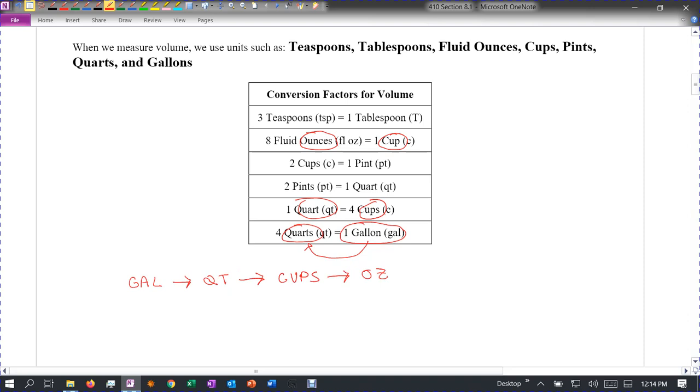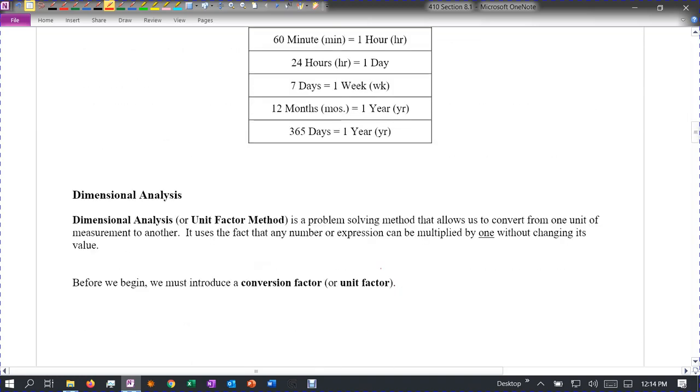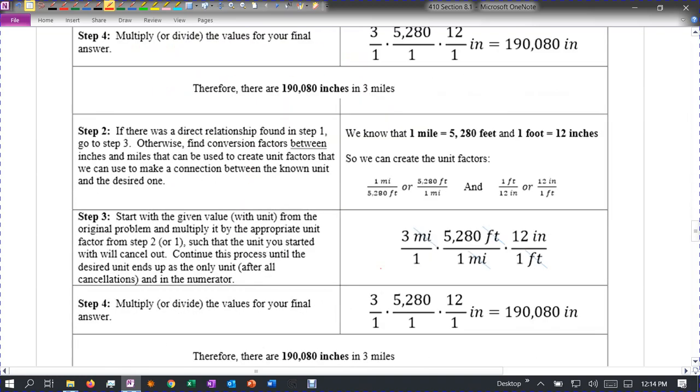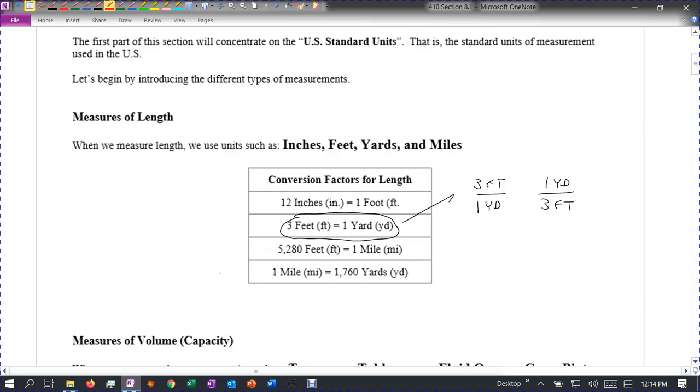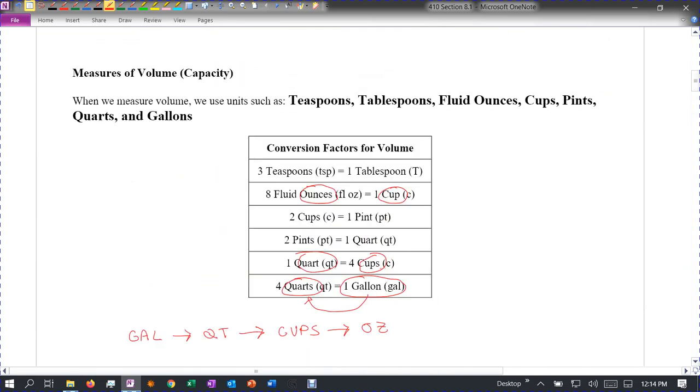In fact, what I'm going to do here is go back and down and look at this problem. 2 gallons. We want to go 2 gallons to fluid ounces. I'm going to just do the problem right here. I want to go from 2 gallons to ounces. All right, so first thing I'm going to do is write 2 gallons, 2 gal over 1. And I want gallons to go away. And I said I'm going to go from gallons to quarts first.